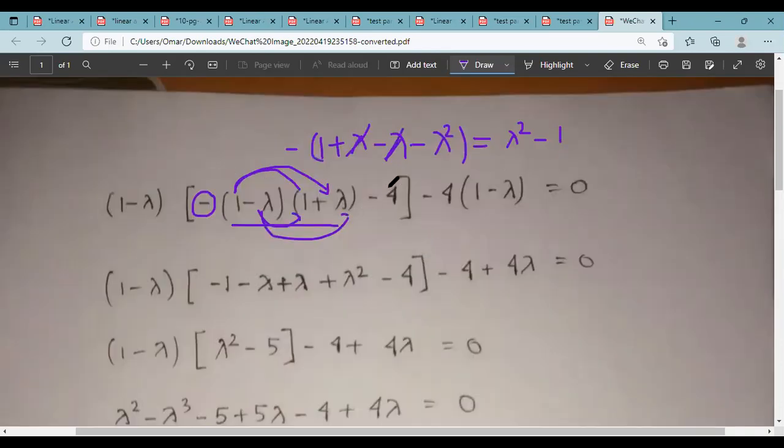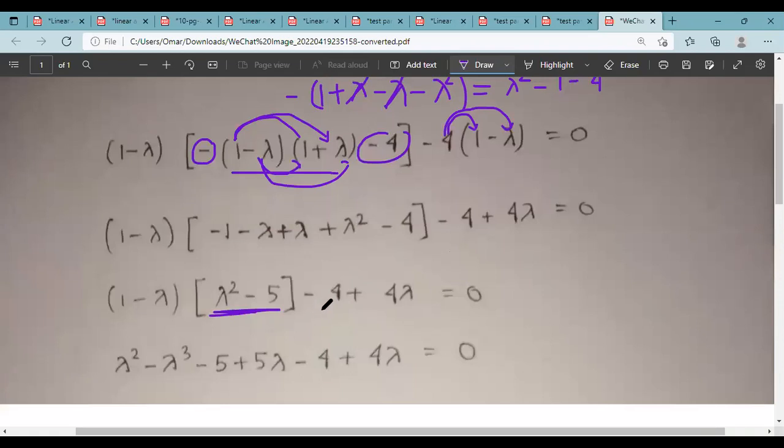And then we have minus 4 here, right? So lambda square minus 1 minus 4 becomes lambda square minus 5, okay? Lambda square minus 5. And then I multiply the minus 4 by 1, so minus 4, and minus 4 times minus lambda is plus 4 lambda. So minus 4 plus 4 lambda.